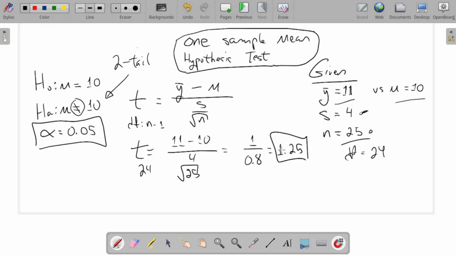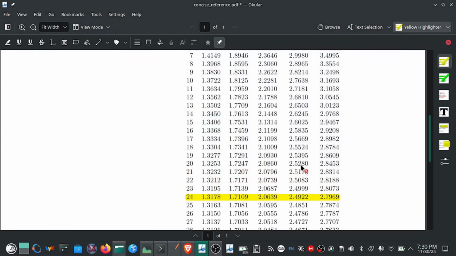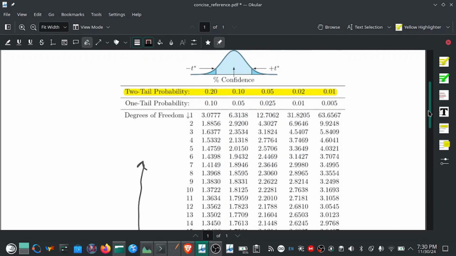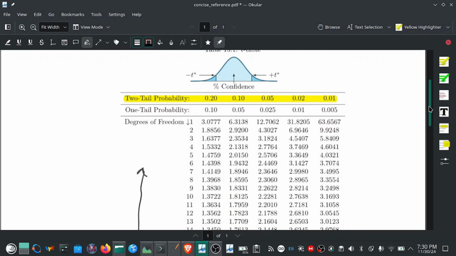Now, we're going to go to the t-table, find row 24, and see where this value appears on the table, because that'll guide us to the p-value. So here is row 24. But our test statistic is smaller than the smallest value here. t equals 1.25 is off here on the left-hand side of the table. So let's go to the top and have a look. Here's our two-tail probability. So all we can say is that our p-value, whatever it is, is greater than 0.20.